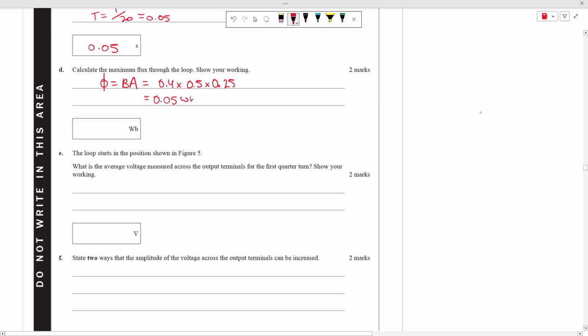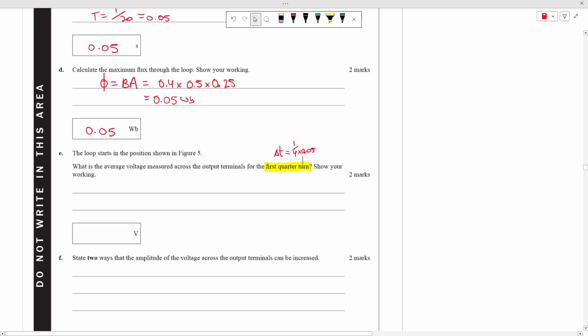0.05 Webers. Right, part E. The loop starts in the position shown in figure 5. What is the average voltage measured across the output terminals for the first quarter turn? So quarter turn means that the time of this rotation is 1/4 of our period. So 1/4 of 0.05.